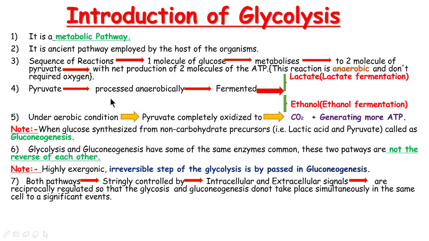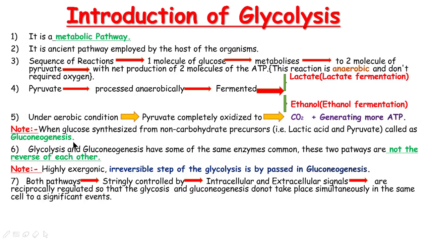So, in the anaerobic process, this pyruvate is further fermented and converted into lactate through lactic acid fermentation, or ethanol through ethanol fermentation. Under aerobic condition, aerobic meaning in the presence of oxygen, this pyruvate is completely oxidized to carbon dioxide, generating more ATP. Please note down a point. When glucose is synthesized from non-carbohydrate precursors, that is lactic acid and pyruvate, it is known as gluconeogenesis.